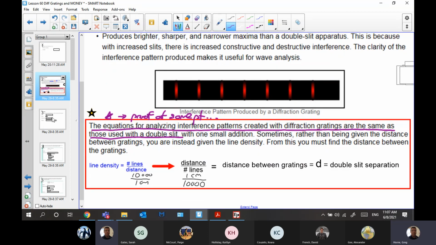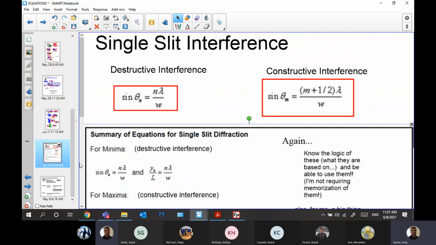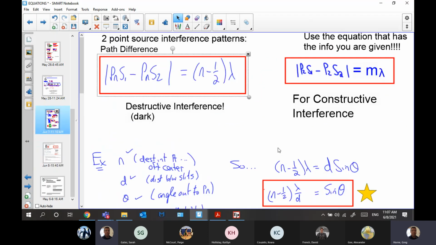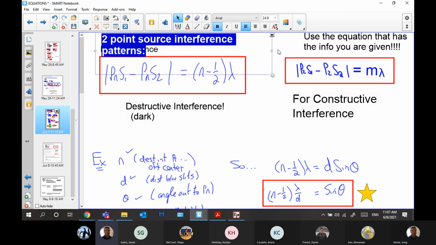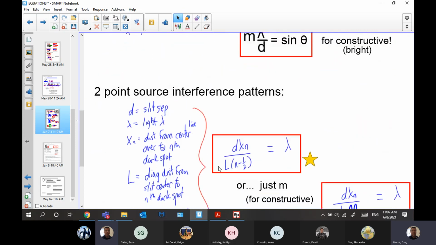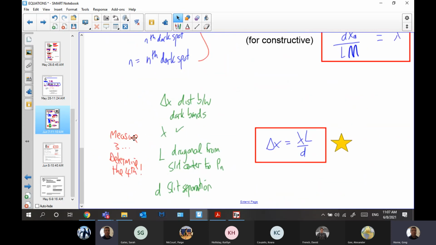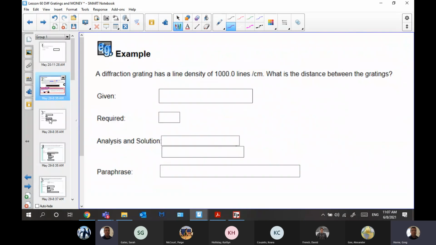All right, so we're going to be referring to our double slit interference equations. Modeling the behavior I'm looking for from you: you're not stressed about this, you just go up and look at your two-point source interference patterns and the equations. I'm going to make that a little bigger and more obvious. All these equations are going to work for this diffraction grating, so we'll refer to those with minimal stress.